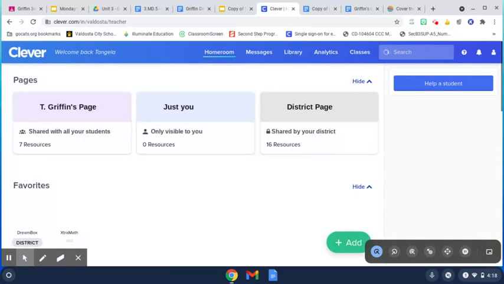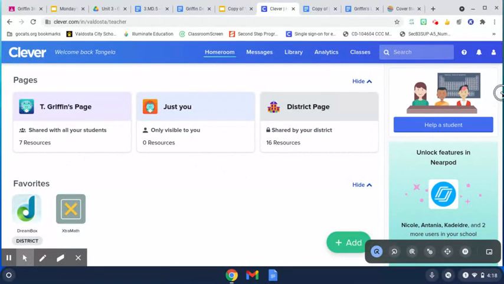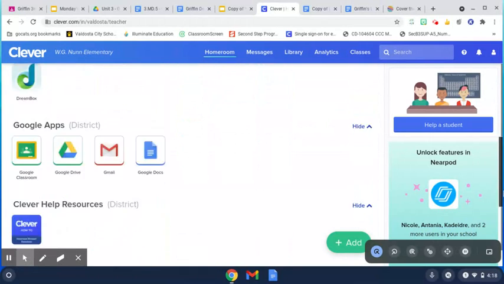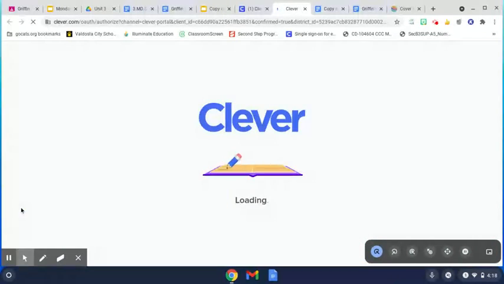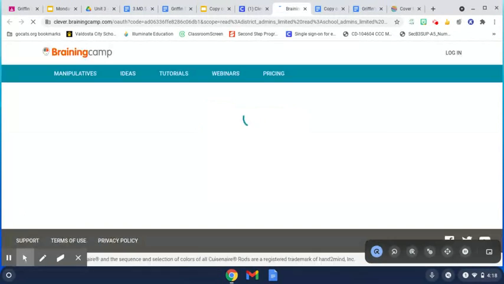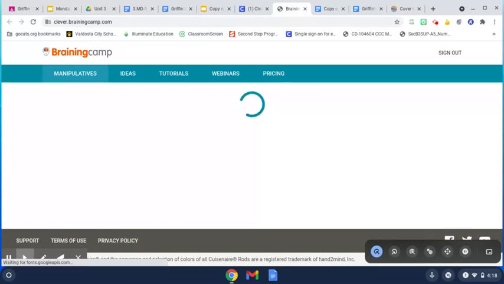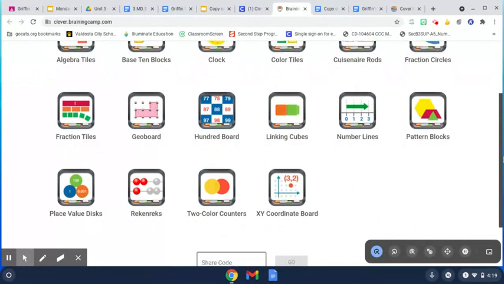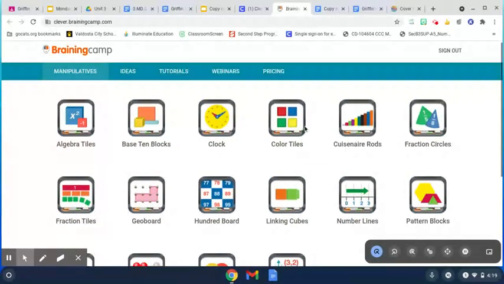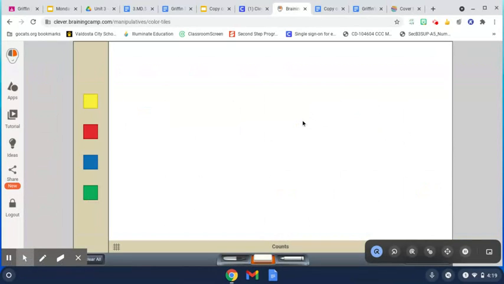Try not to make this video too long. Okay, so I'm going to scroll down to Braining Camp. Here's Braining Camp over here. Waiting for it to load up. Okay, and I'm going to use my color tiles. Those are the manipulatives I'm going to use. So I click on it, and I'm going to drag my shapes here.